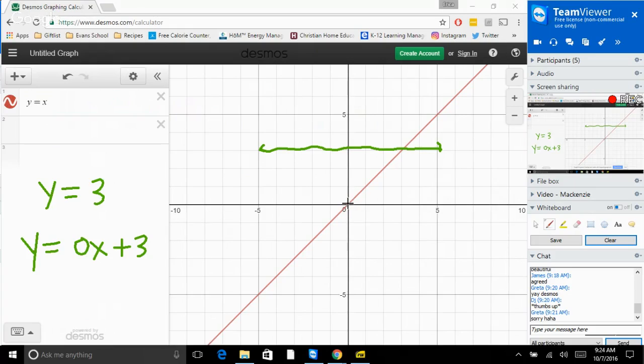It doesn't matter what x is. X is 0, y is 3. X is 5, y is 3. X is 1,000,000, y is 3. And you can check yourself, right? Y equals 3. Oh, look at it, it even made it green for me.